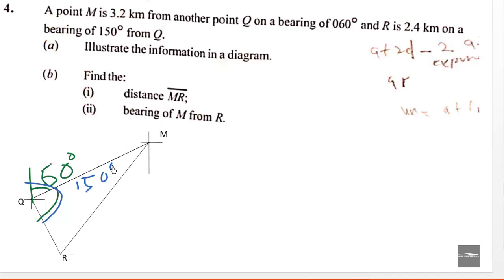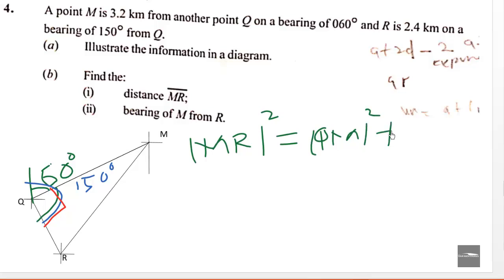So 150 minus 60 will be the angle that is here, and that will be 90 degrees. So if that is 90 degrees, then we can find the distance MR, which is the hypotenuse. MR squared will be equal to QM squared plus QR squared. So that will give us QM squared, which is 3.2 kilometers. This is 2.4 kilometers.